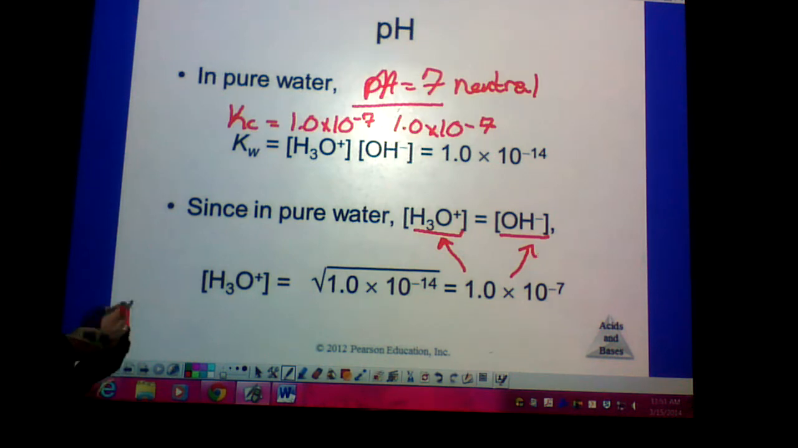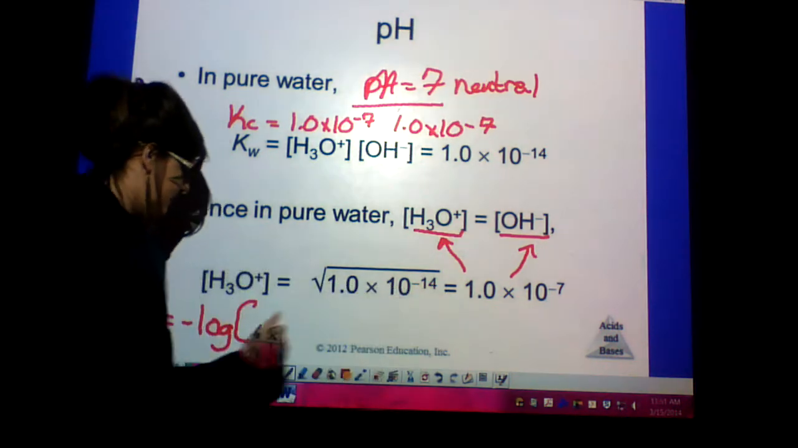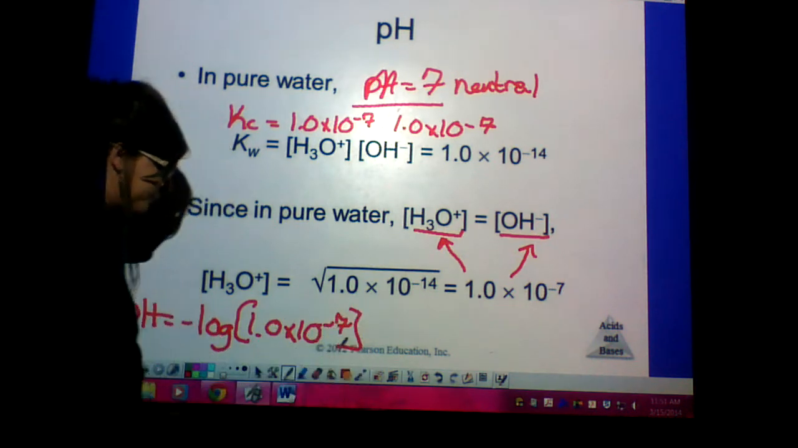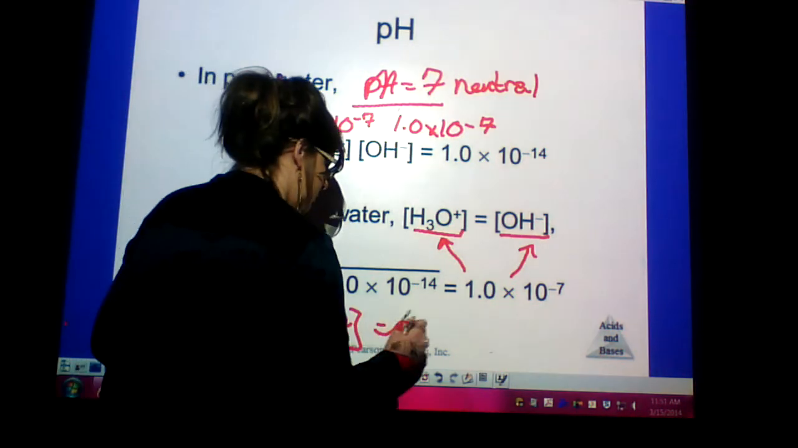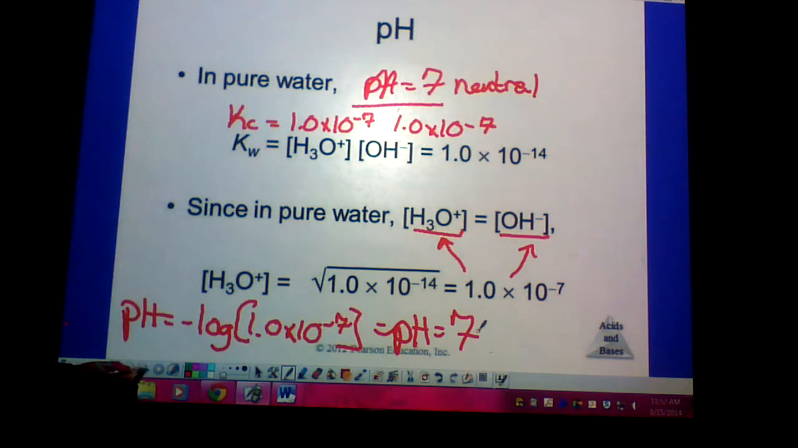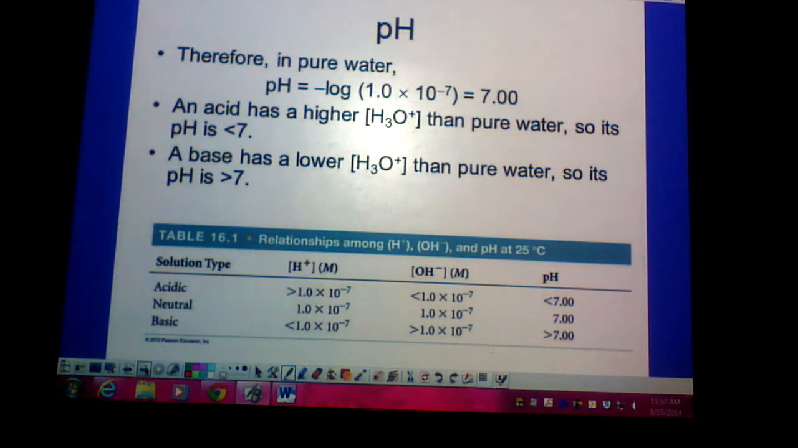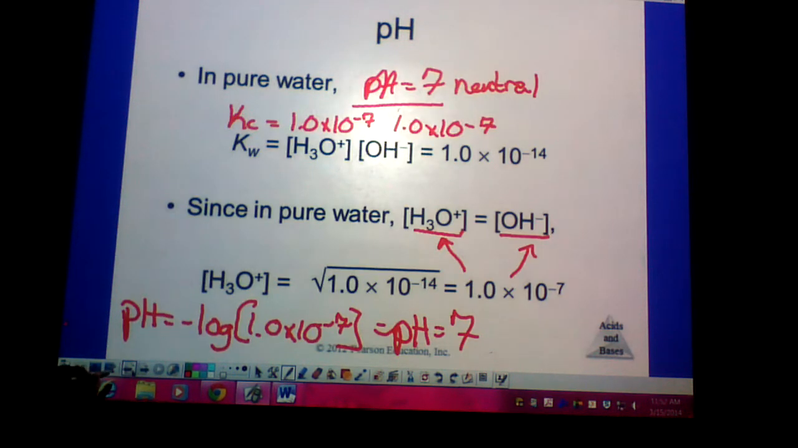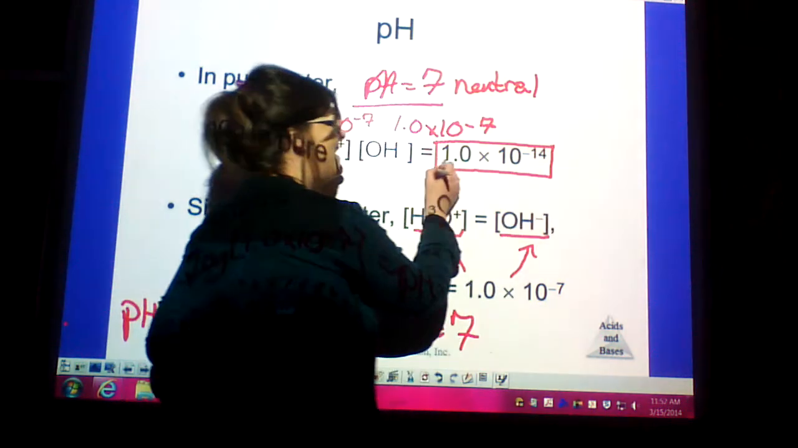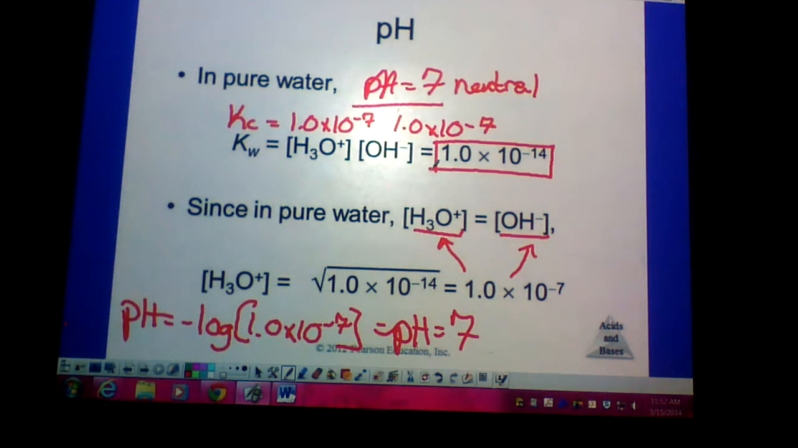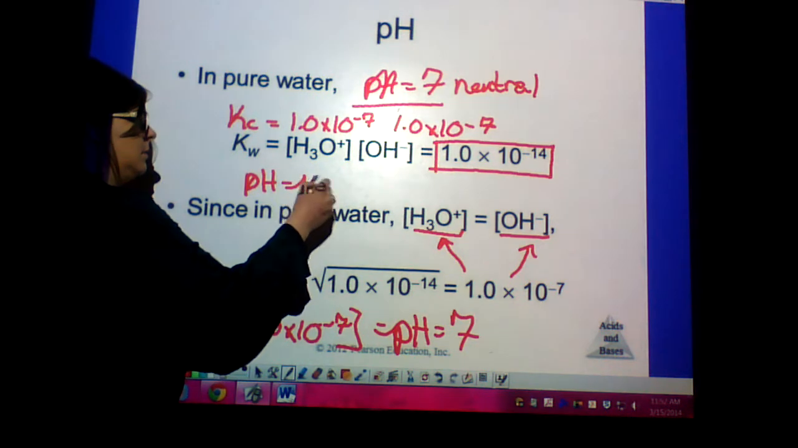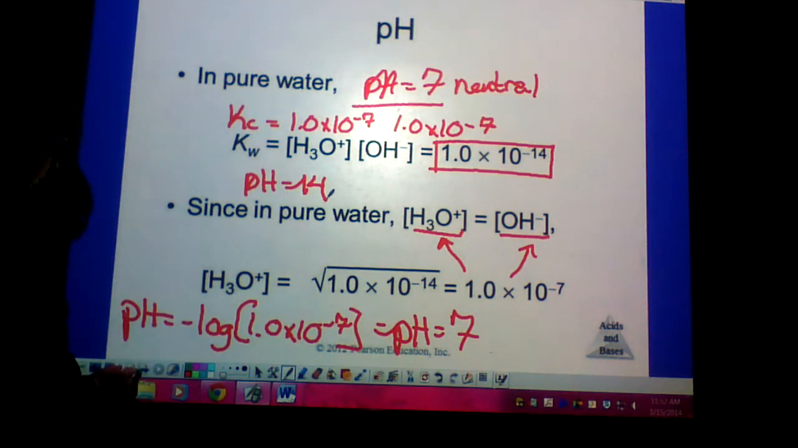If I plug in, pH equals the negative log of this concentration, 1.0 times 10 to the negative 7th. If I take the negative log of this, guess what? pH is going to equal 7. And we just showed it up here. Awesome. Okay, so an acid has a higher hydronium concentration than pure water, and if that's true, pH is going to be less than 7. If a base has a lower hydronium concentration than pure water, its pH is going to be greater than 7. So our pH scale goes from 0 to 14. This should also make sense because if I took the negative log of Kw, the ion product constant for water, that would give me a pH of 14.